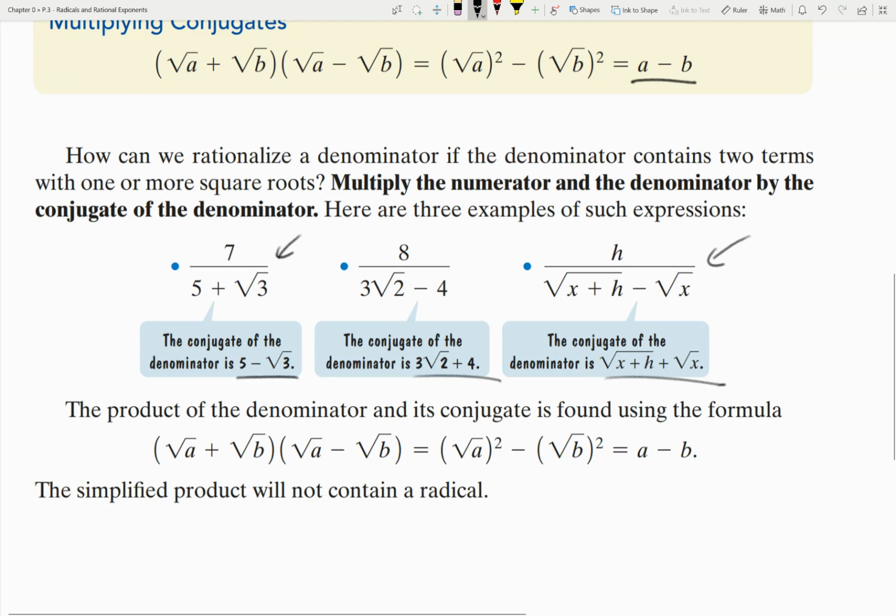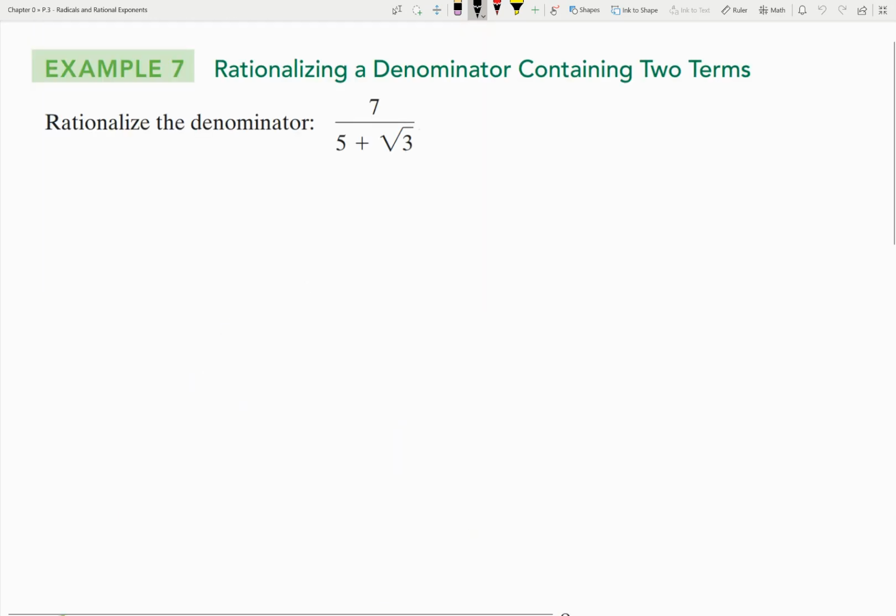So the product of the denominator and conjugate is found using the formula we just talked about. And again, it does not contain a radical, which is what we want. So to rationalize this, we are going to take this expression and multiply the numerator and the denominator by the conjugate of the denominator. And the shortcut for multiplying the conjugate of the denominator is going to be a squared minus b squared.